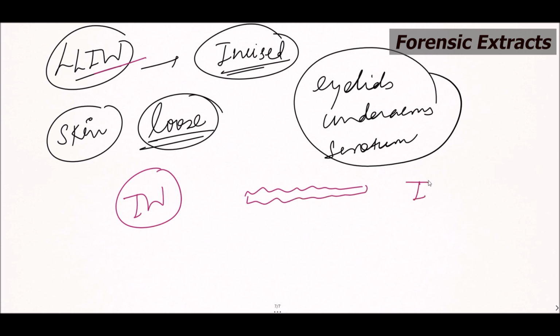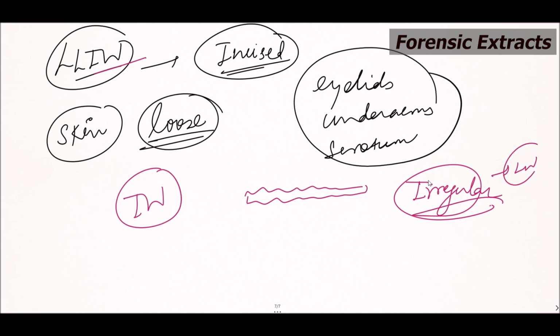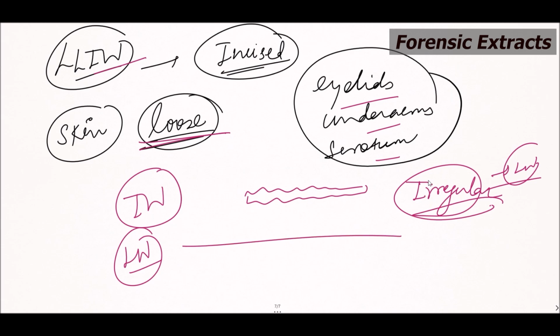These are irregular margins. So this is the characteristic feature of lacerated wound. But because of the site, because of this loose skin of these areas, the incised wounds look like lacerated wounds. So this is the basic differentiation between the lacerated wound as well as the incised wounds.